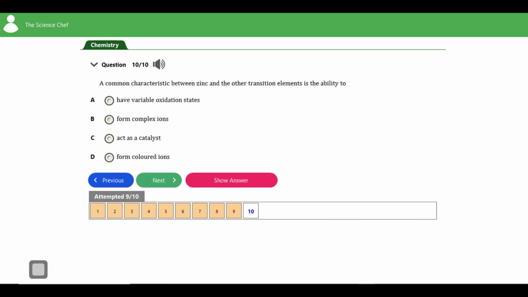The last question, question 10. A common characteristic between zinc and the other transition elements is the ability to. I already answered this question when I was answering the first question on transition metals in this series. So I told you that the only characteristic that zinc shares with other transition elements is the ability to form complex ion. That's the only characteristic that justifies its position in that D block. Apart from that, zinc is not meant to be a transition element. So the answer to this question is what? Option B, to form complex ions.